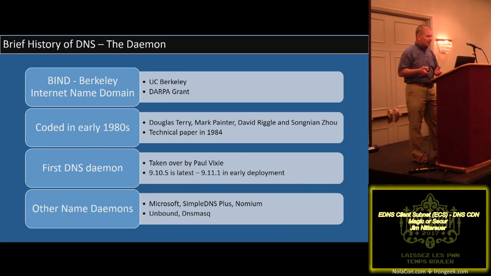Obviously, Active Directory DNS or Microsoft's DNS, Simple DNS Plus, Nominum, Unbound, Dnsmasq. Now keep in mind that some DNS servers can work as both an authoritative and a recursive or caching server. Others can only work as a recursive server. So Unbound, for example, doesn't do any authoritative zones. It's just a simple caching server. Some of the other ones will do both.